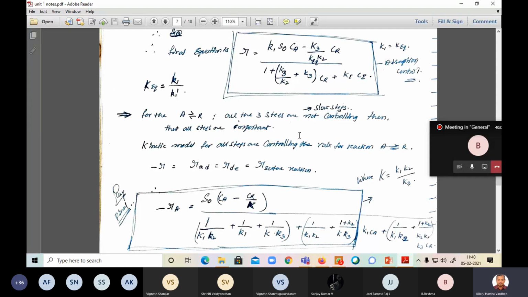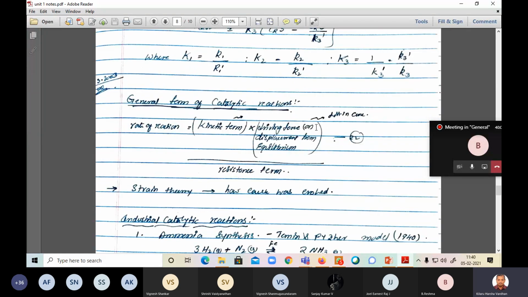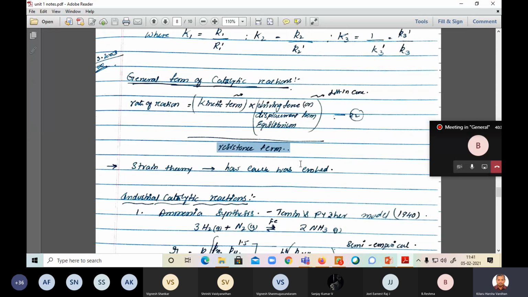So where this finds application, you can see here, this is the general form of the equation. Any general form of the catalytic reaction rate equation, how do you write it? A kinetic term into the driving force term divided by the resistance term. This is how you write any rate equation. Kinetic term, that is K, driving force, that is nothing but Ca or something like that, divided by the resistance, right?